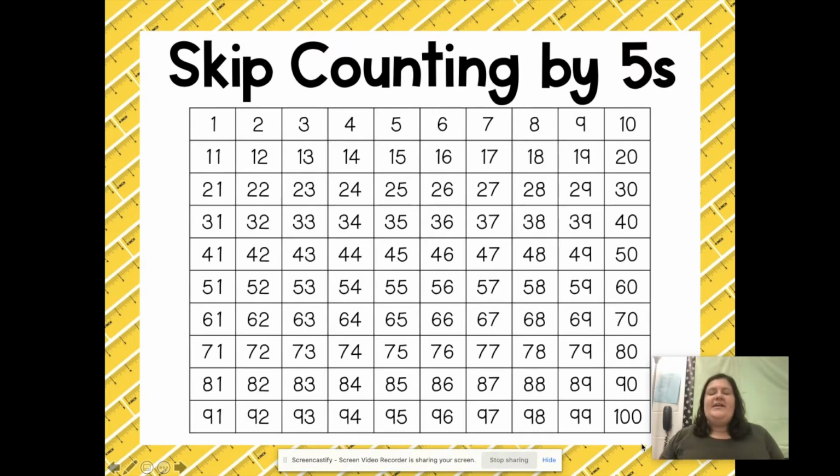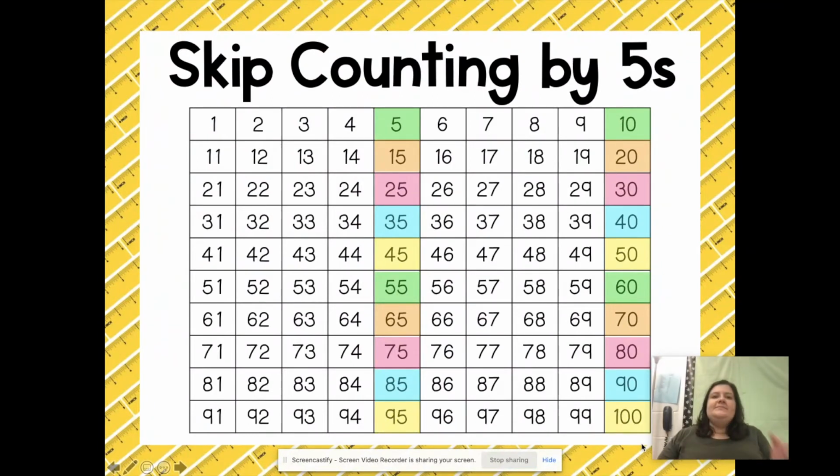So let's talk about skip counting by fives. I have a hundreds chart right here, and as you can see, my hundreds chart goes from 1 to 100. I'm going to go ahead and skip count by 5, and I'm going to highlight the numbers that I'm skip counting. And I want you to see if you notice something about skip counting by 5. All right, are you ready? Listen to me as I skip count by fives. 5, 10, 15, 20, 25, 30, 35, 40, 45, 50, 55, 60, 65, 70, 75, 80, 85, 90, 95, 100.